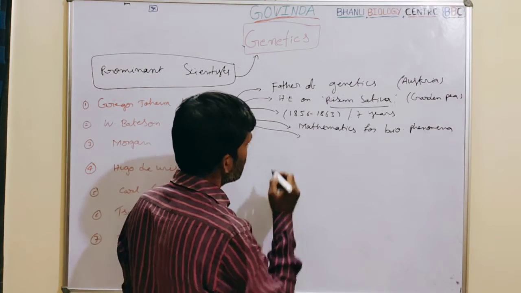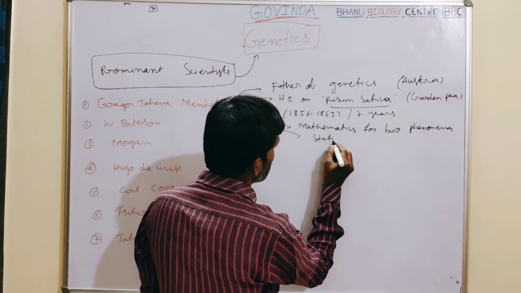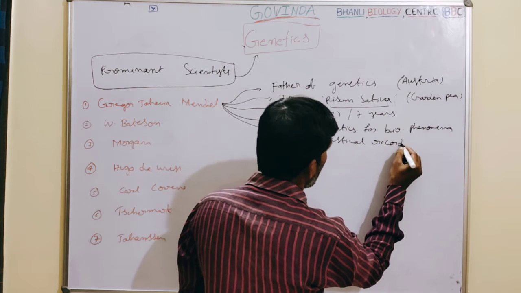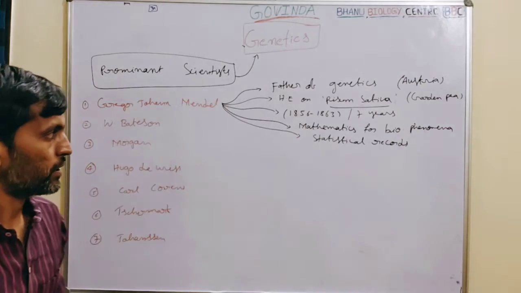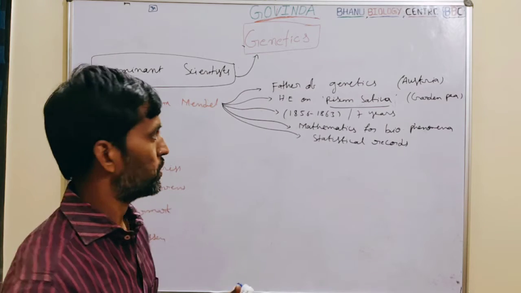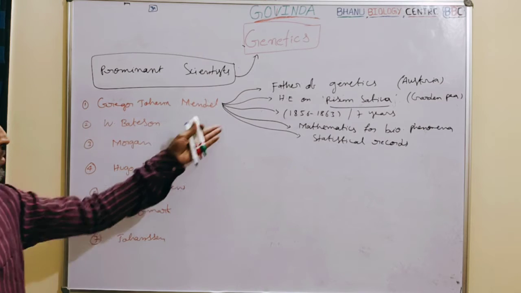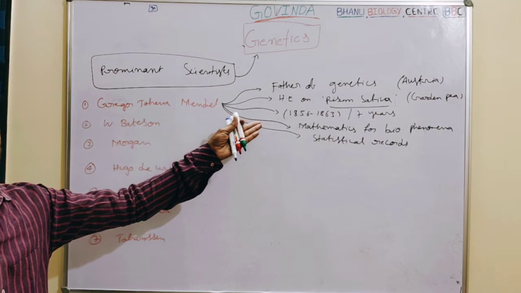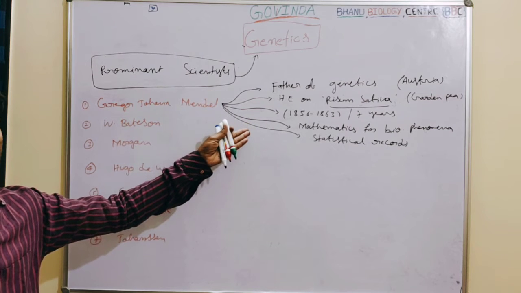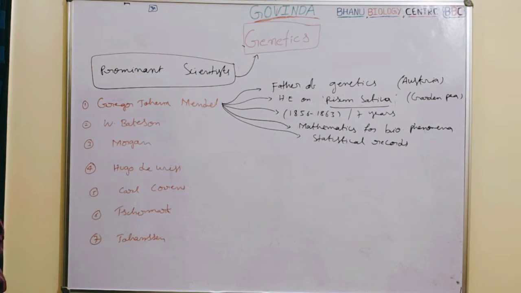He was the person who maintained proper statistical records. He did the statistical analysis with accuracy. Right. So of course he gave the postulates, which helped other scientists to carry out further experiments in the genetic field.